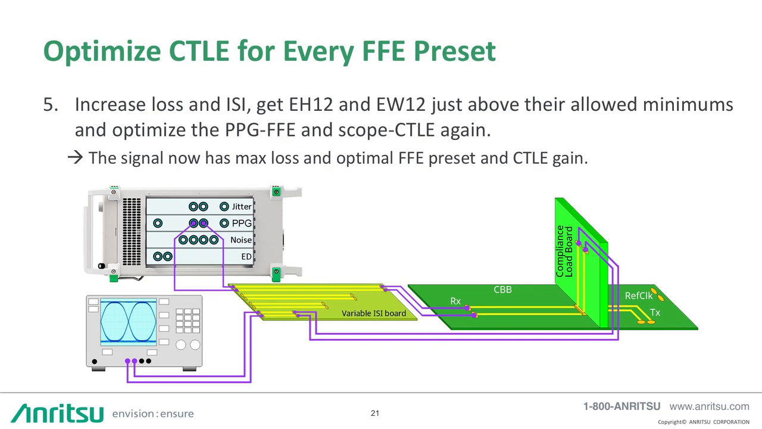Step 5. With the optimal FFE and CTLE gain combination, increase the channel loss on the variable ISI board, as in step 3, until you find the smallest combination of both I height and I width above their specified minimums. And now, re-optimize the equalization scheme. At this point, we have a signal with maximum loss, optimal FFE preset, and optimal CTLE gain.